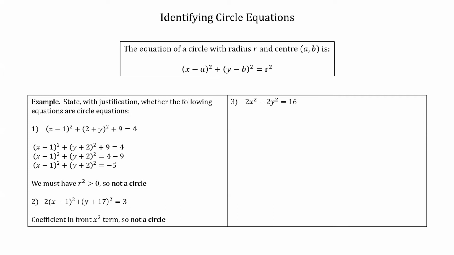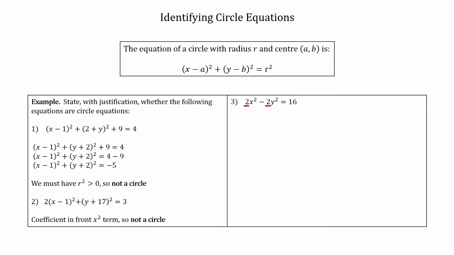So 2x squared minus 2y squared equals 16. Well, what are the issues here? It's these 2's. It doesn't matter that we don't have a bracket with a number after the x and the y term. Essentially, x squared is the same as x minus 0 squared, and the same for y, so we're essentially saying that the center of this circle, a b, is 0, 0.